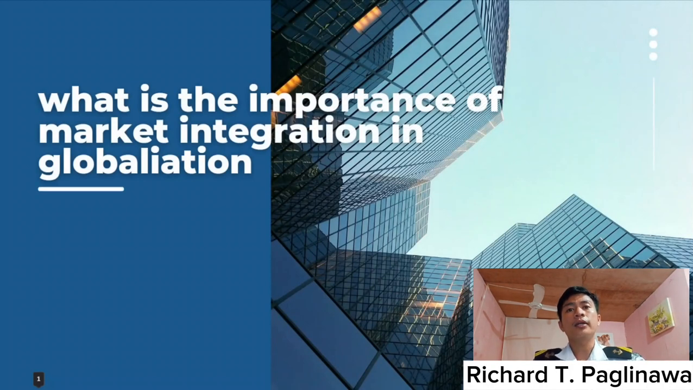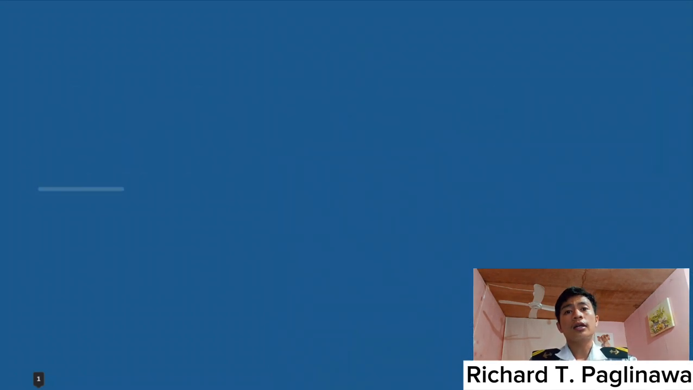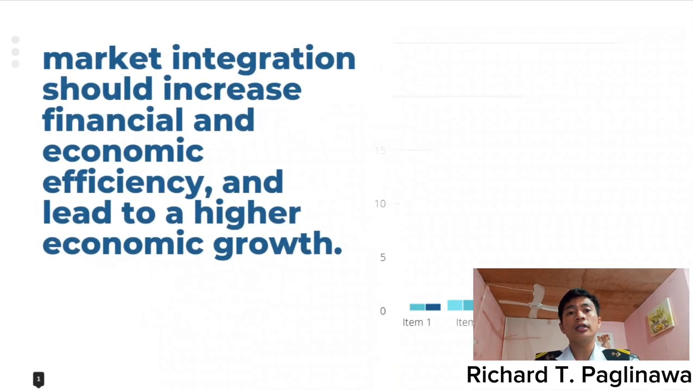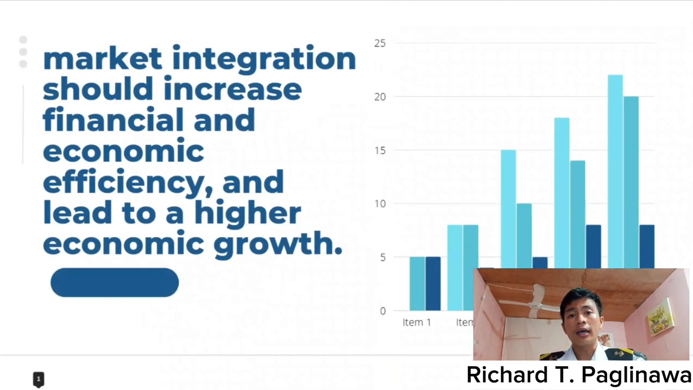What is the importance of market integration in globalization? Market integration is an agreement between countries that aims to reduce costs for both producers and consumers by eliminating barriers to the free flow of goods and services, allowing the member countries to share a common market while harmonizing their fiscal policies. Market integration should increase financial and economic efficiency and lead to higher economic growth. However, market integration may increase asset return volatility and cause financial instability and contagion effects.